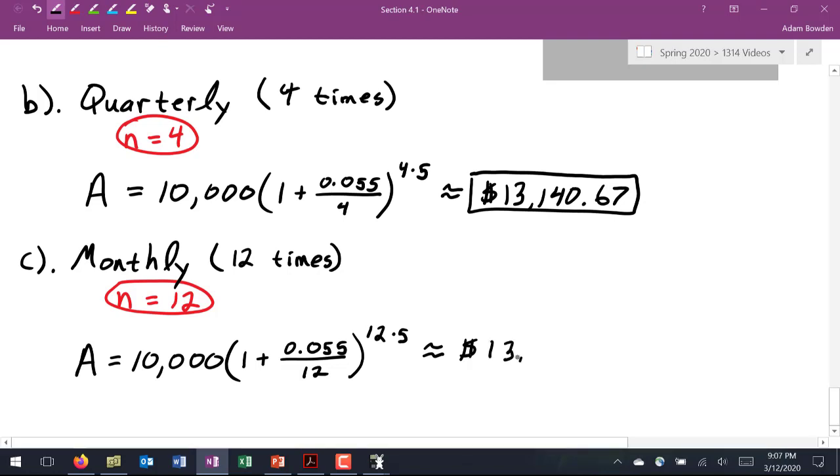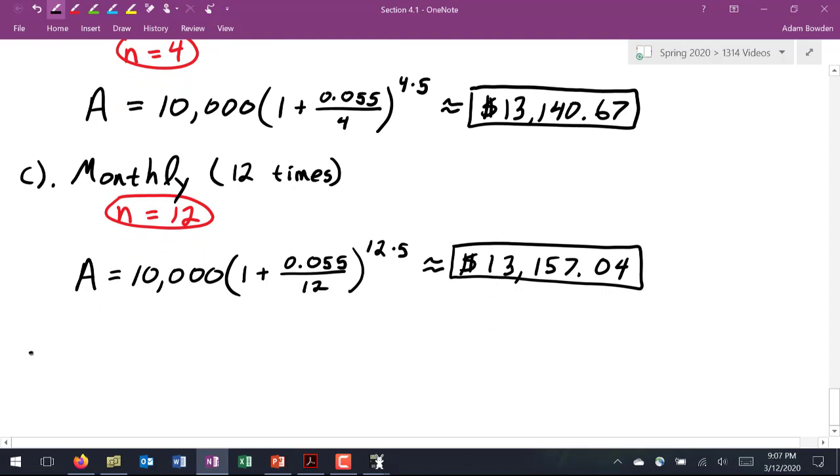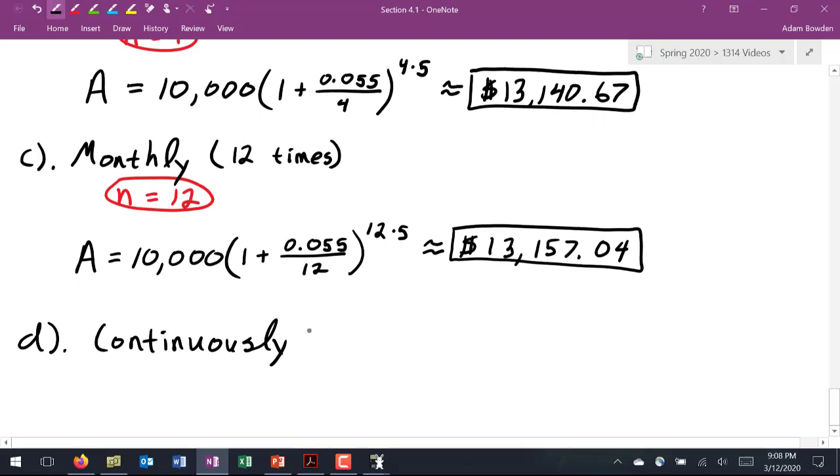I came out with $13,157.04. So as you can see, as we're going along here, there's not a big jump in the amount of money earned. There's some point at which the amount is really not going to be going up by too much more. In fact, we could go up all the way to continuously. And so that means it's not monthly, it's not quarterly, daily, hourly, it's always earning interest. But when we do continuously compounded interest, we had to use the other formula instead.